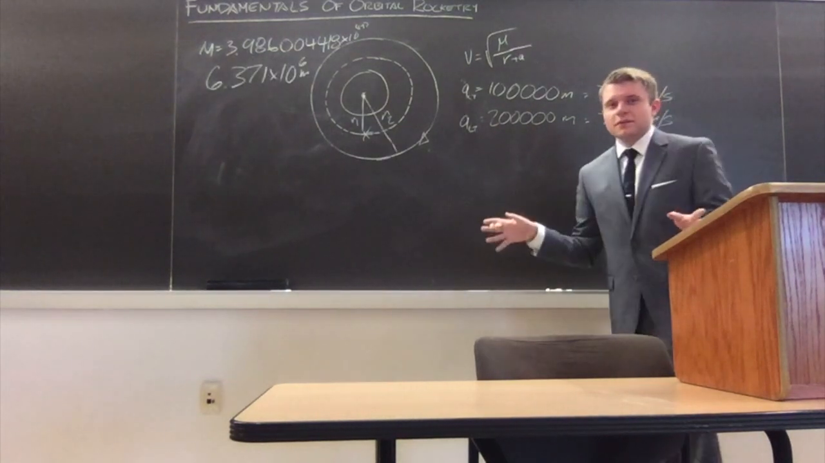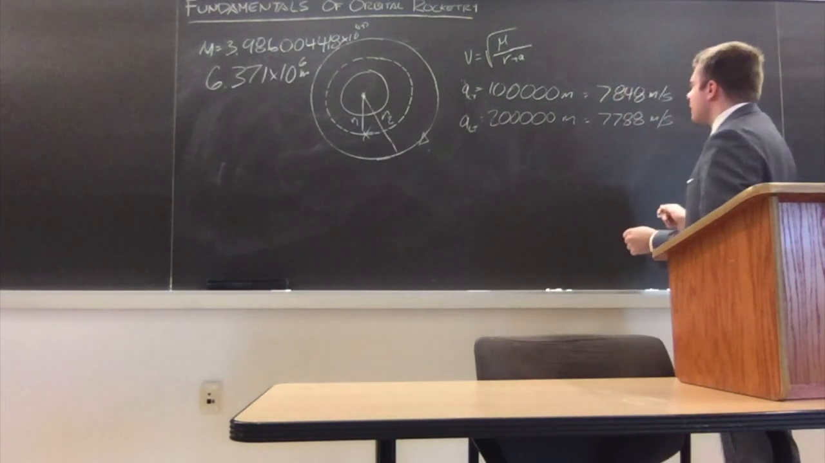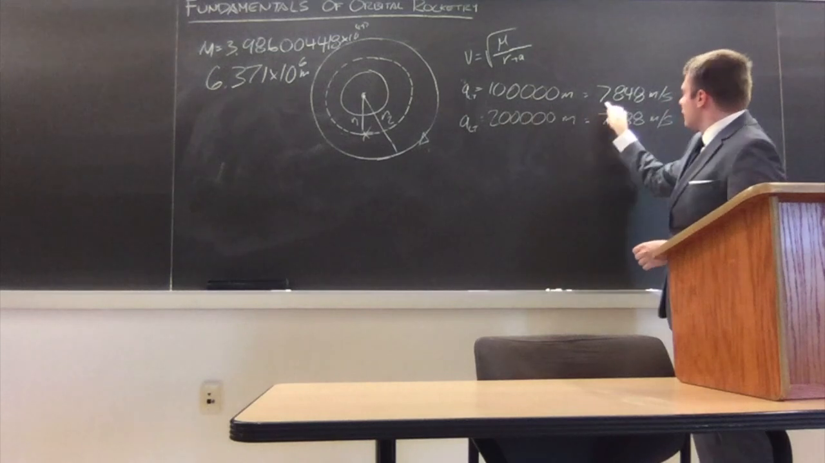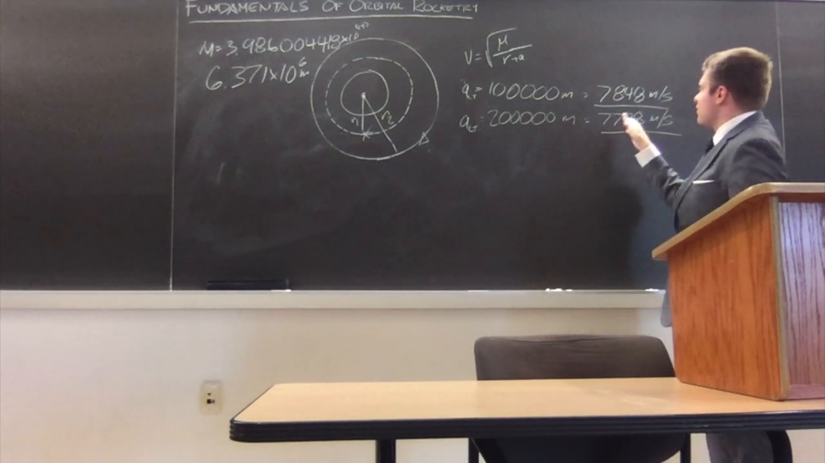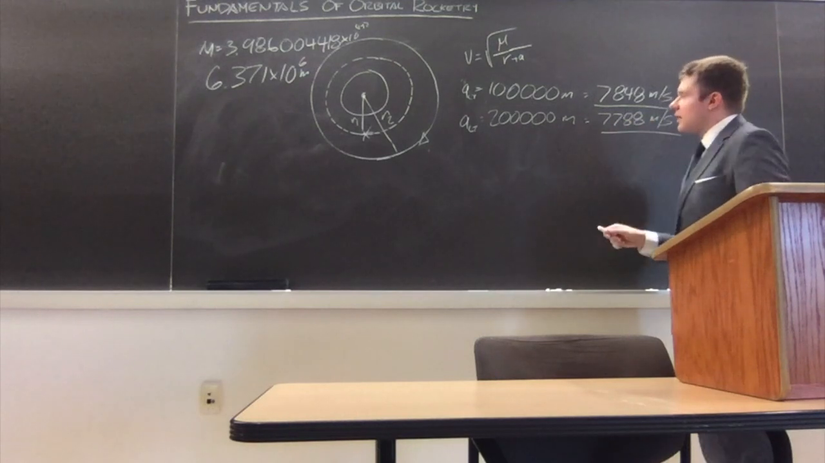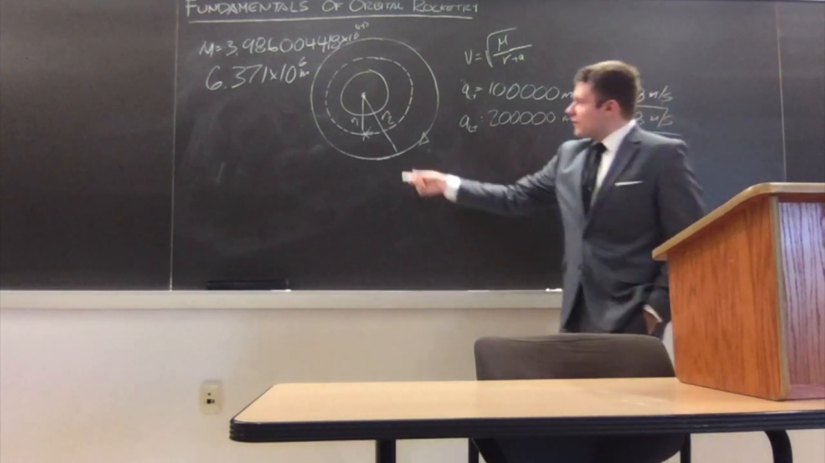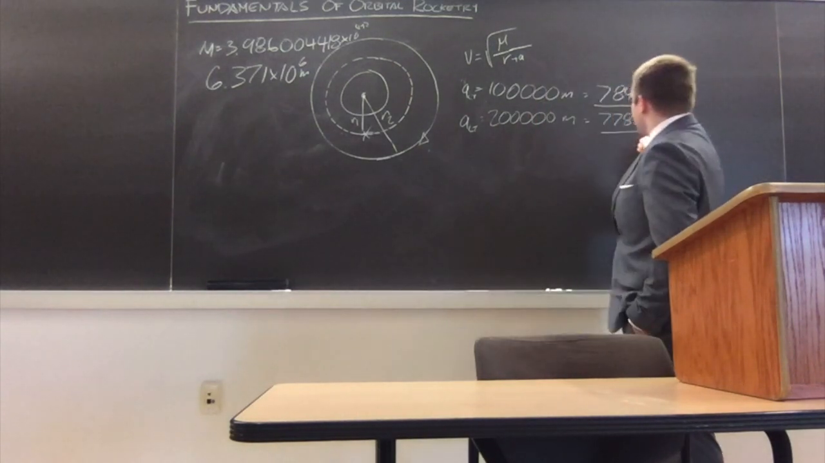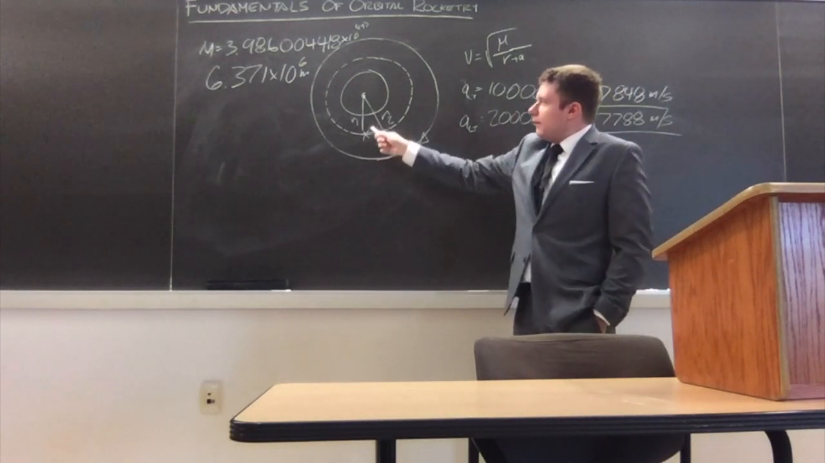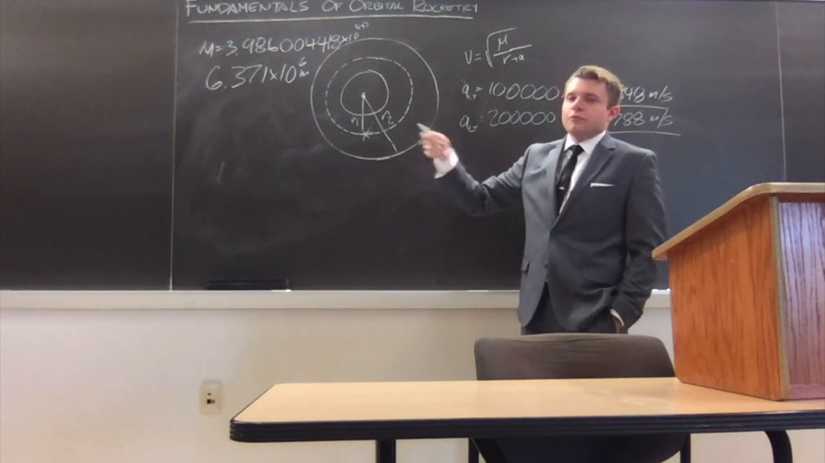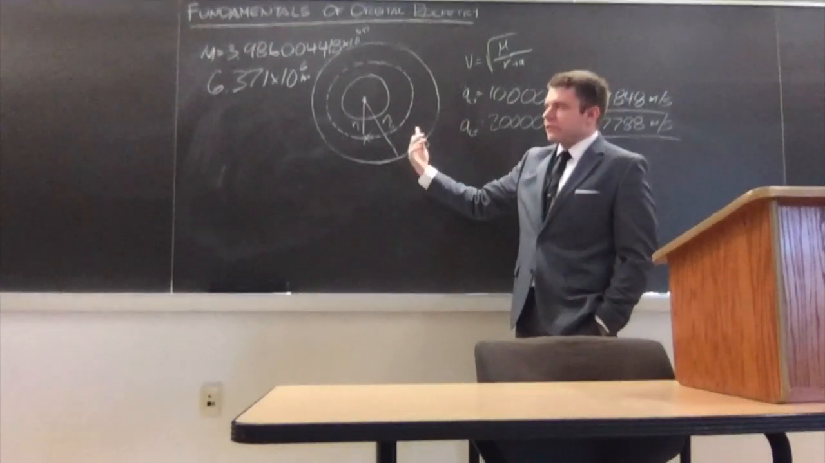Okay, so we actually talked a little bit about this during the quick break that we had, but the velocity for the first object is 7,848 meters per second, and the velocity for the second is 7,788 meters per second. That seems weird because the one that's farther out is going slower. What that means is that, number one, we will circle around the Earth more frequently than the space station does in the same amount of time.